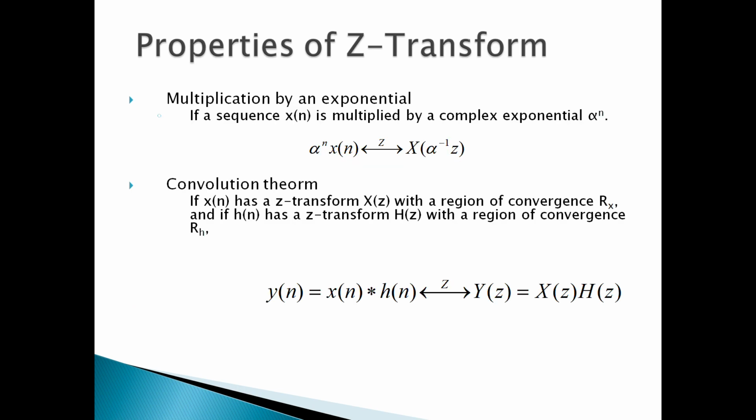Now the next property is multiplication by an exponent, the scaling. If a sequence x[n] is multiplied by alpha to the power of n, then the Z transform is nothing but X of alpha inverse z. Another property is convolution theorem. We have been studying convolution theorem right from the Fourier transform. y[n] equal to x[n] convolved with h[n], having the Z transform Y(z) equal to X(z) into H(z).